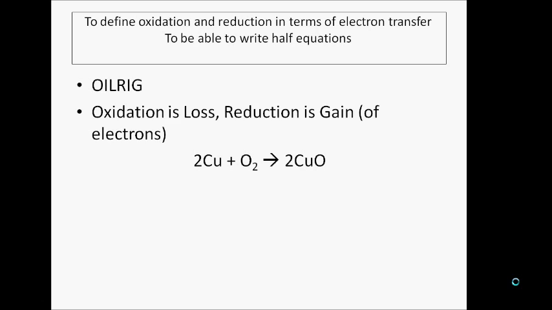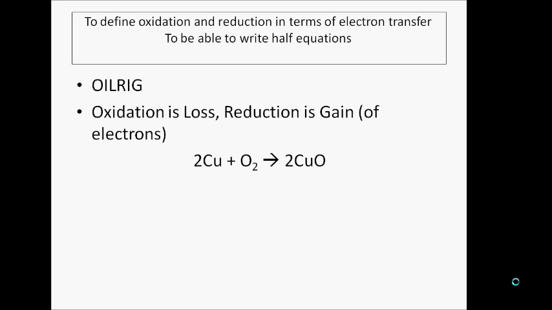Okay, so next lesson objective, we're going to take 2 this time. We want to be able to define oxidation and reduction in terms of electron transfer, and we also need to be able to write half equations, and these 2 go together. So I'm going to explain them at the same time. Our previous definition was just talking about oxygen or hydrogen. Now we need to talk about electron transfer, which is the one that's more widely used nowadays.